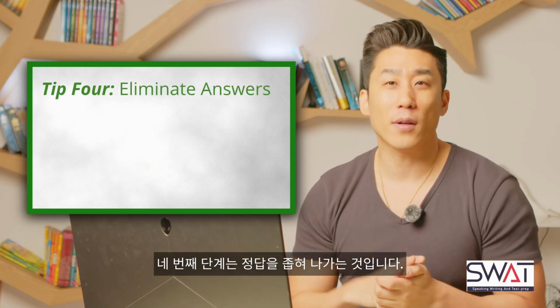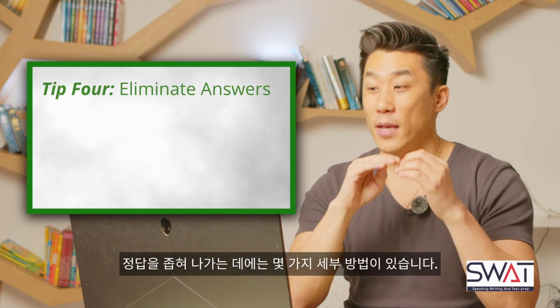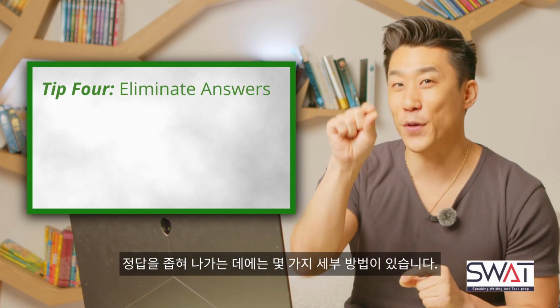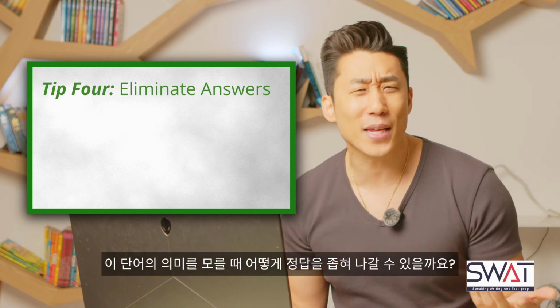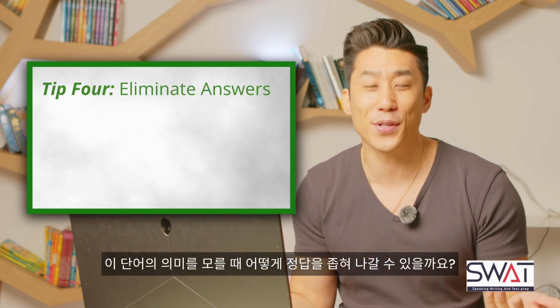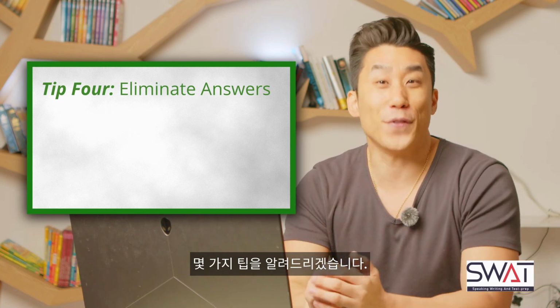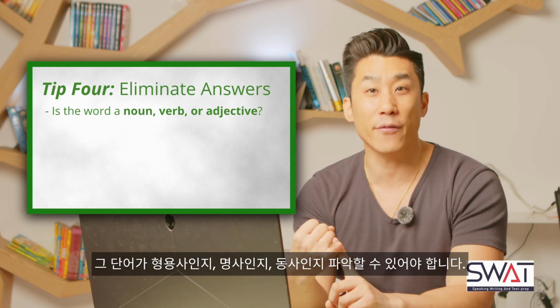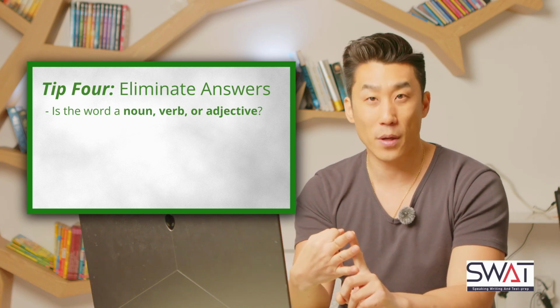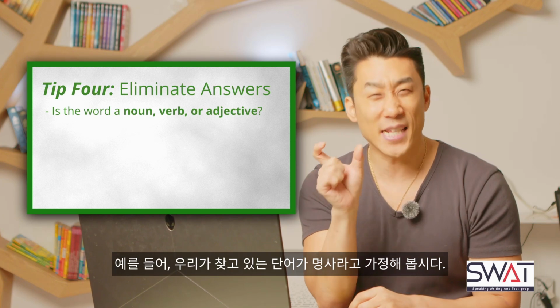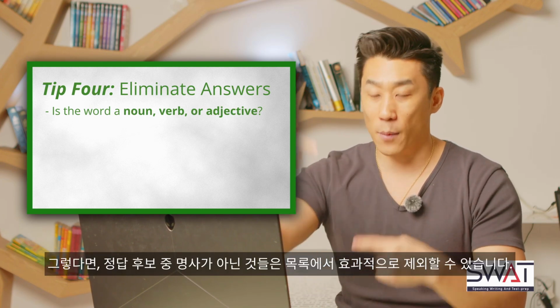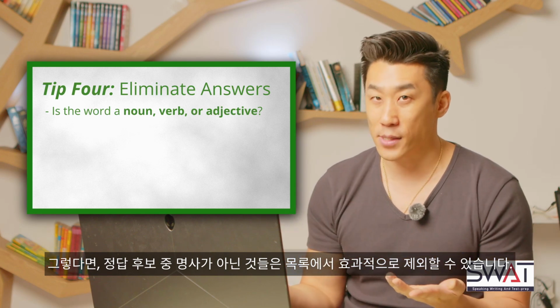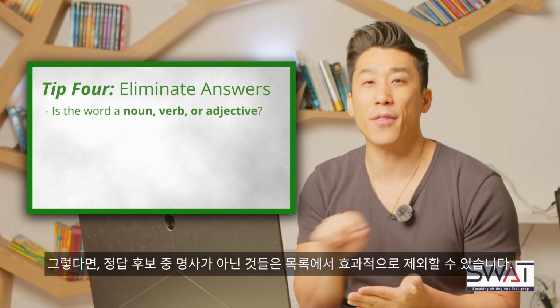Step number 4, eliminating answers. Now, eliminating answers has a few subcategories. How do we eliminate answers when I don't know what this word means? Here are a few tips. You should be able to identify whether or not it's an adjective, a noun, or a verb. Let's say the word we're looking for is a noun. Well, if some of your answer choices are not nouns, you can effectively strike them from your list.